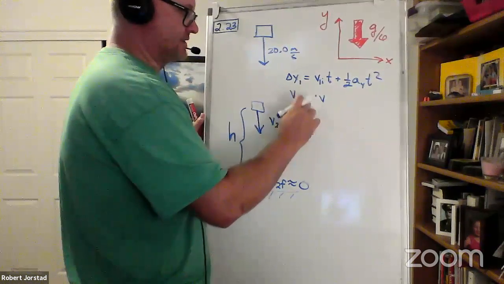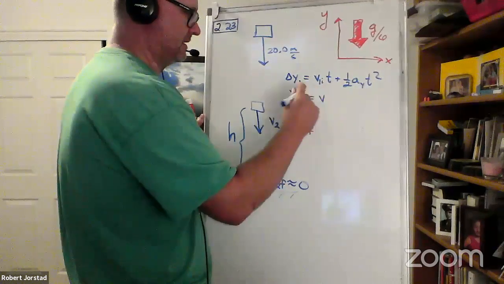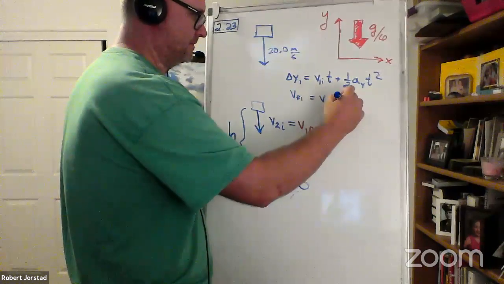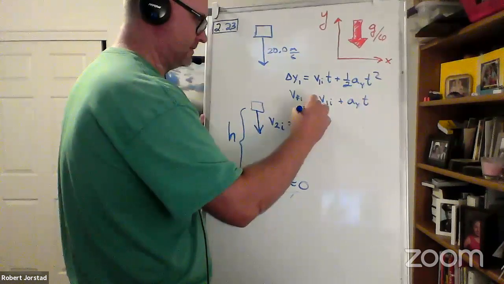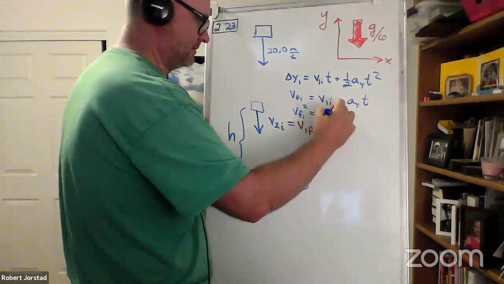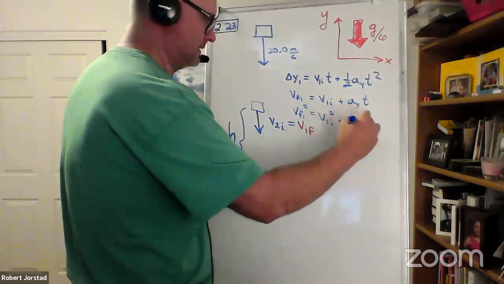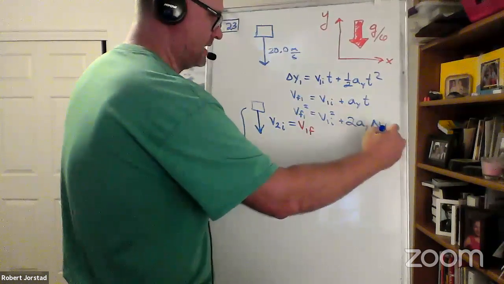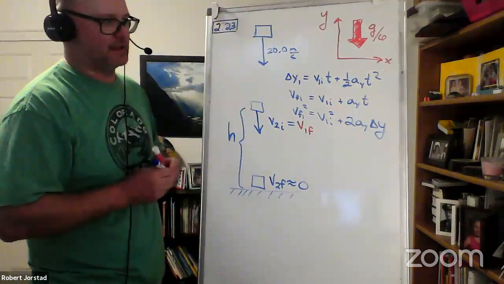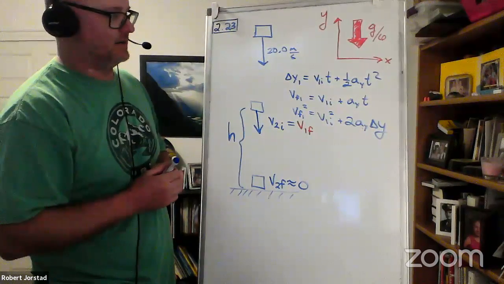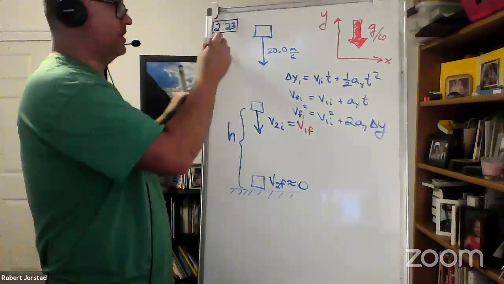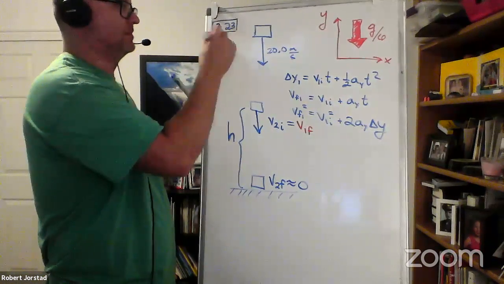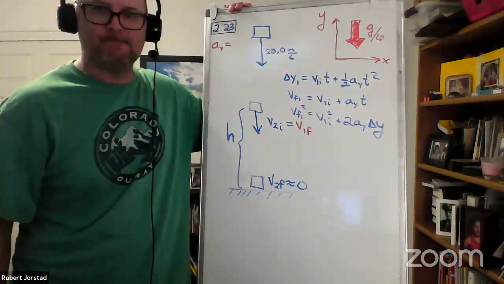I'm going to leave off the y's or I'm never going to get done here. So there are some equations that I have here. And in this case, the velocities are all non-zero. I do know what a_y is in this particular problem. It's negative g over 6.